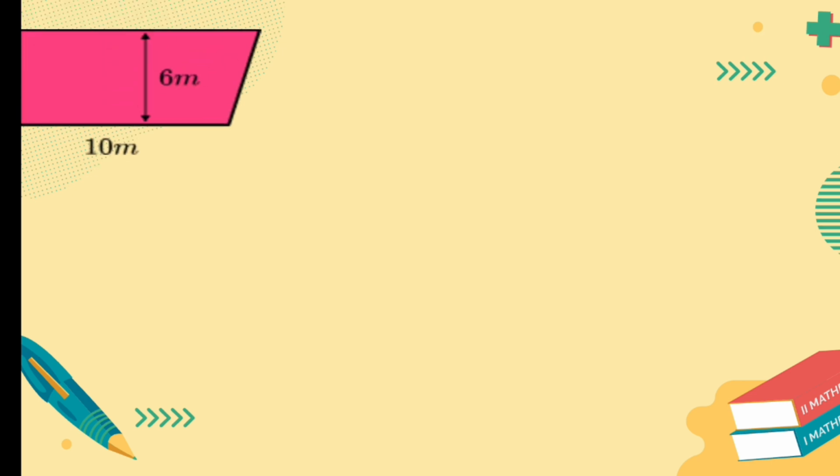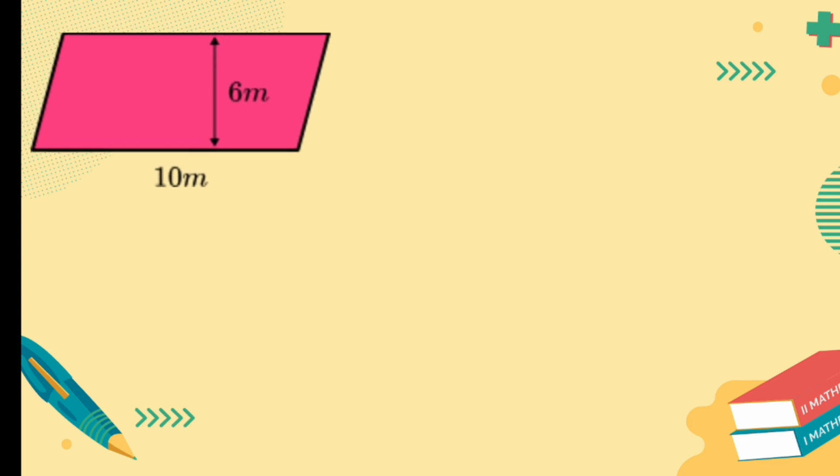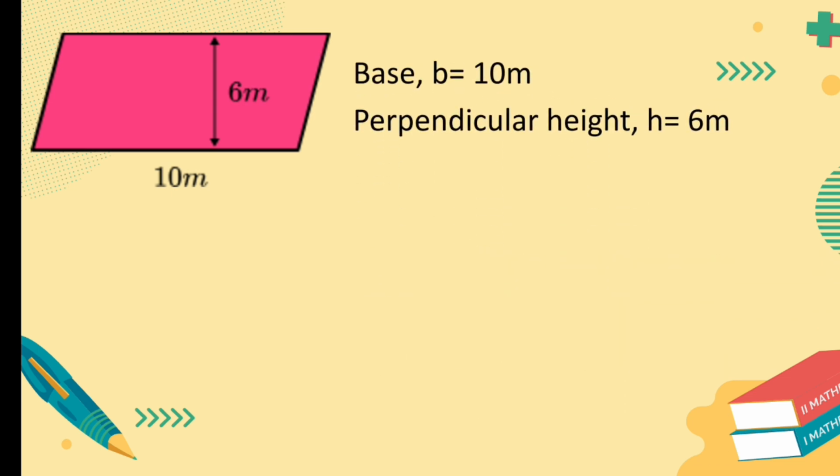Look at the parallelogram shown here. Can you see the base? Yes, the base is 10 meters. And what about the perpendicular height? Correct, the height is 6 meters. So, let us find the area together.